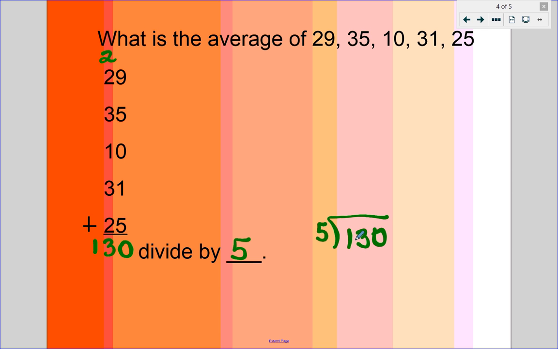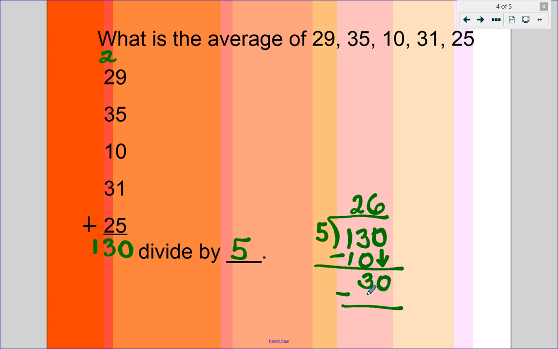How many 5s can I get out of 13? 2, that goes on top. 2 times 5 is 10. Subtract. I have a 3 brother in town, so bring him on down. How many 5s can I get out of 30? 6. Roof times the door ends up on the floor.